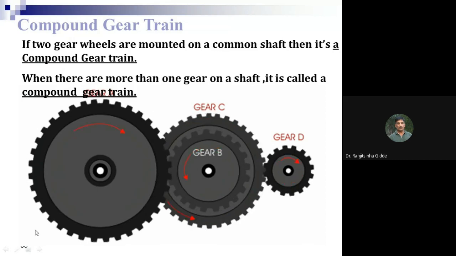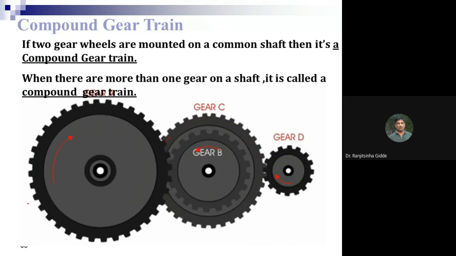Okay. Then the second type of gear train, that is compound gear train. Now you can see here, this is gear A, this one is B, this is C. Already it is written here, and this one is D. So here this is the driver, I will write here driver, and this one is the driven.